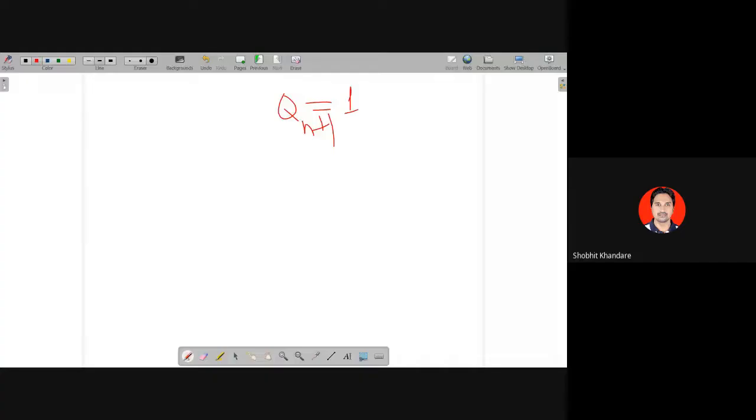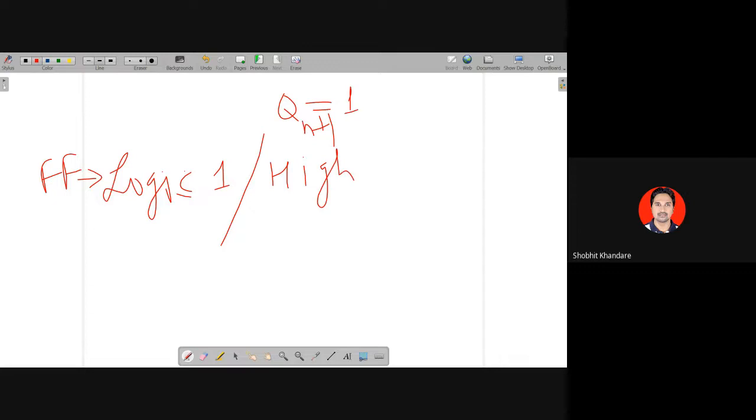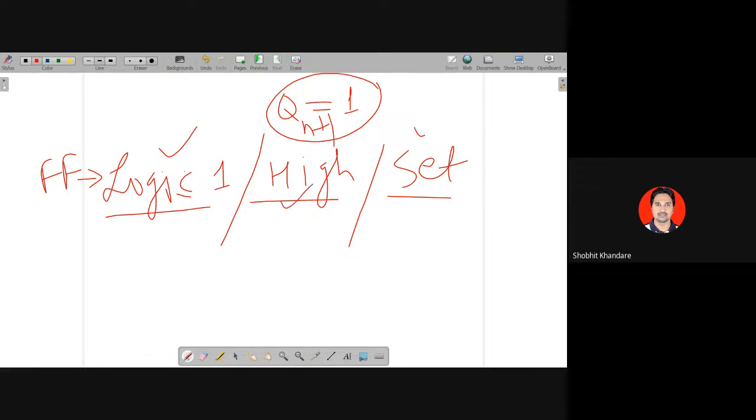Qn plus 1, that is the present output. Whenever your flip-flop gives the present output as 1, you will say your flip-flop is in logic 1 state, or it is called a high state, or it is called a set state. So these are the 3 different nomenclatures. Whenever the output of the flip-flop gives you 1, you will say your flip-flop is in logic 1, or it is a high state, or it is a set state.